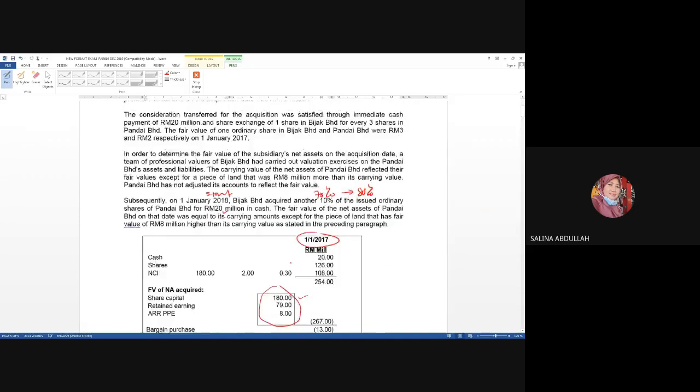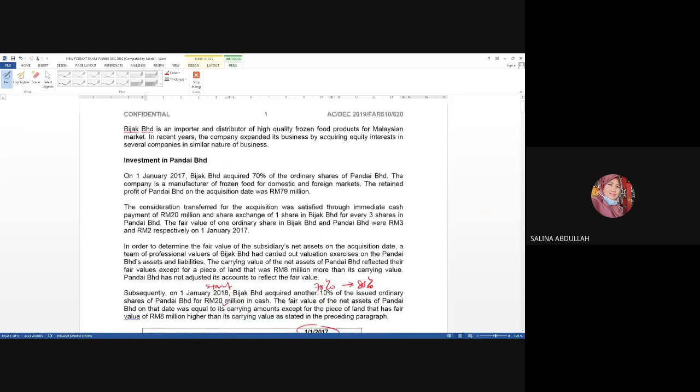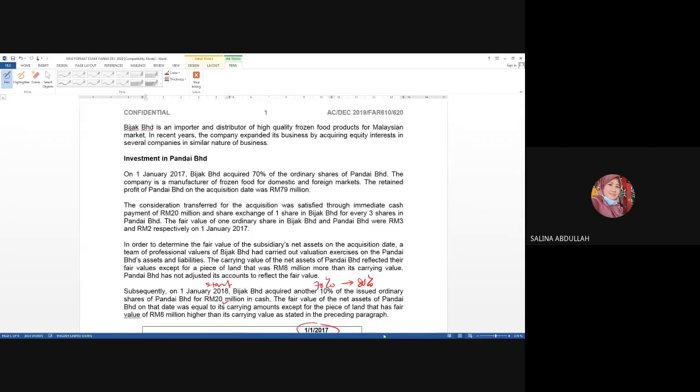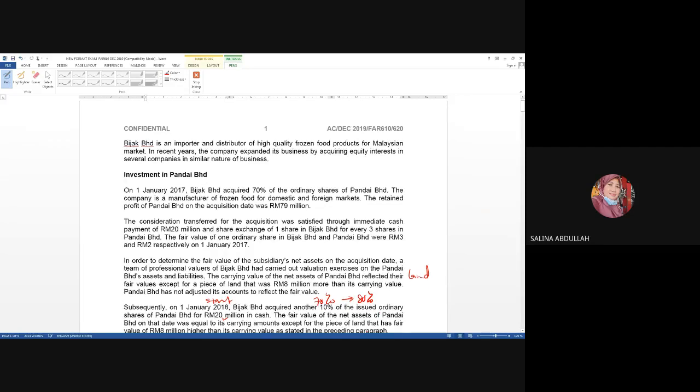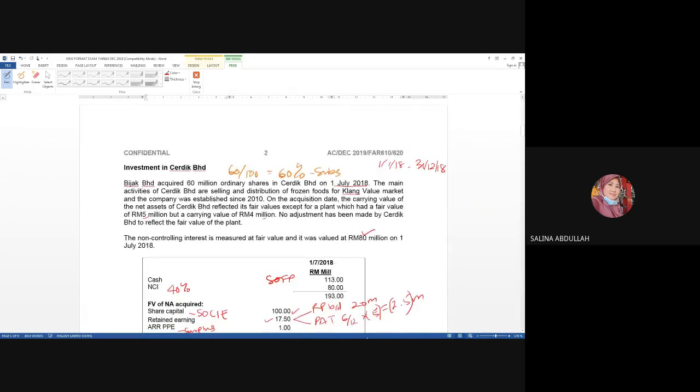Okay, so for Pandai Berhad, if it is land, there will be no adjustment of depreciation. This is land. However, this is for S1, but we have for S2 actually. For S2 we have plant. You also will have to adjust for depreciation of plant. There will be under provided depreciation of plant.